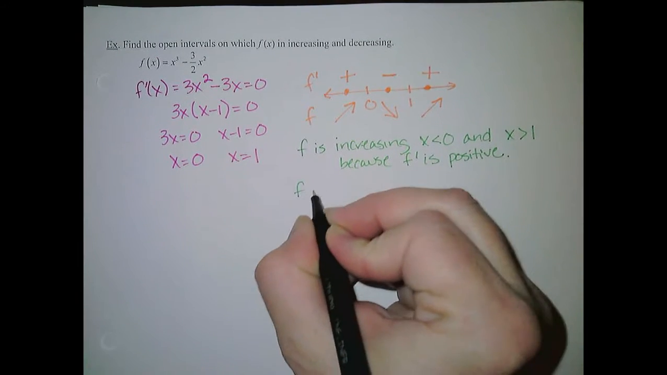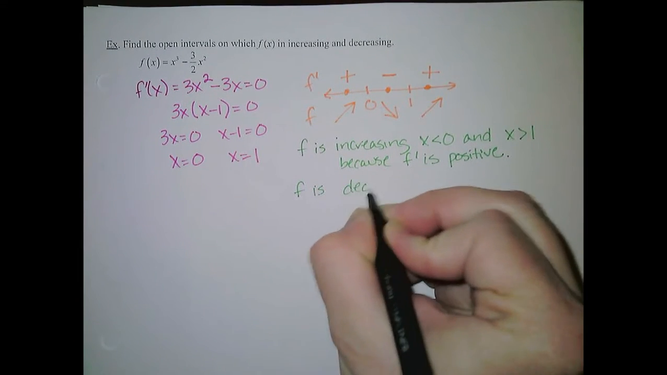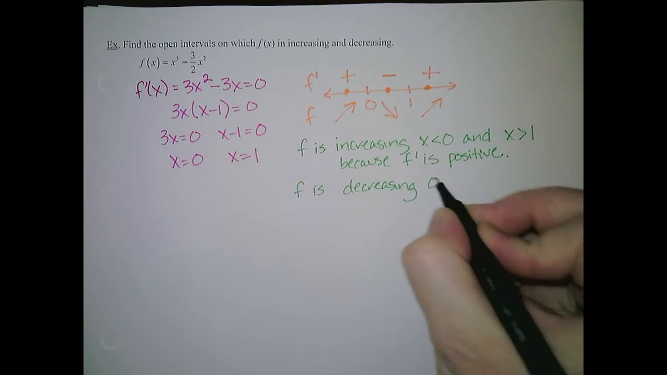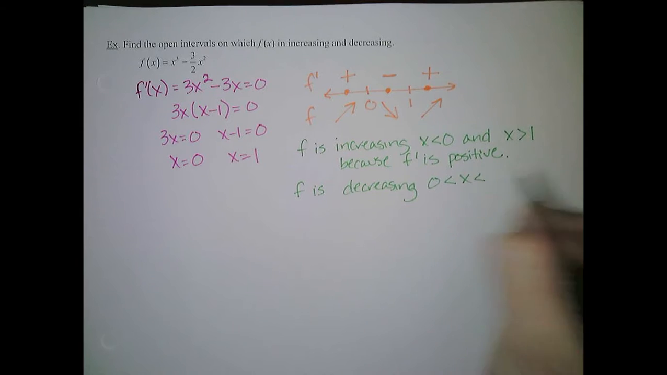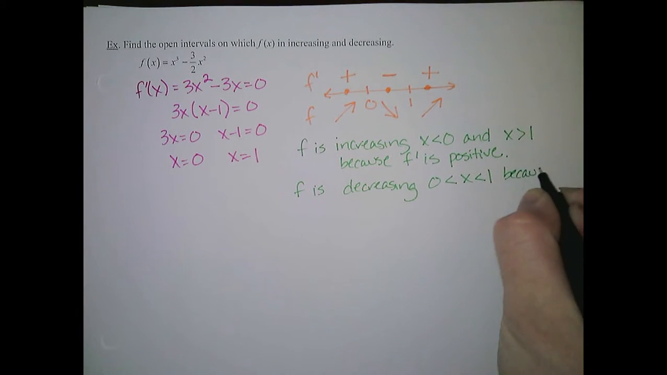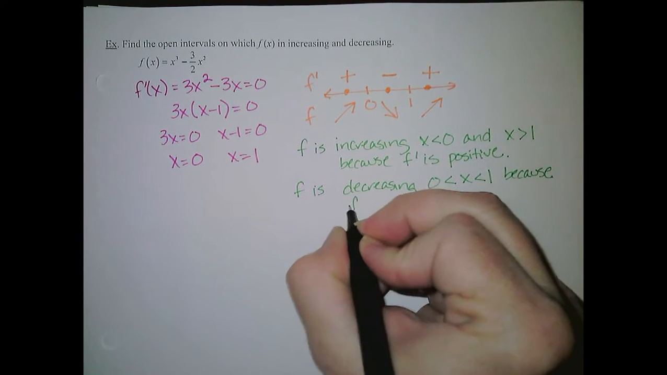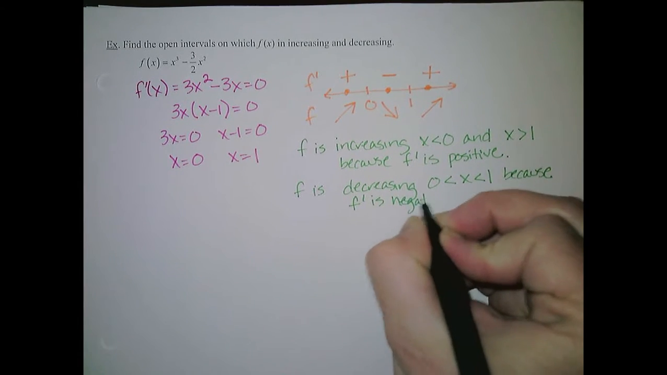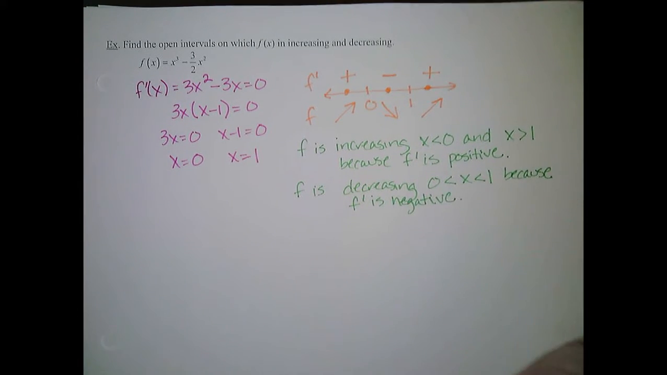We know that f is decreasing for all of the x values between 0 and 1. And we know that because its derivative, f prime, is negative in that region. Again, you could also say less than 0. Either one is acceptable.